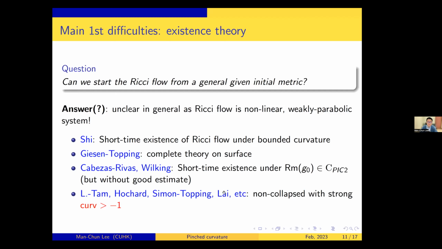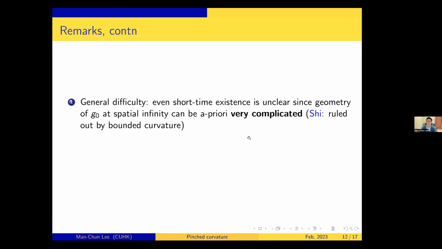So, let me point out the essential difficulties. As I said, there are actually lots of essential difficulties, but the first obstacle is the short time existence theory, because we only impose a curvature condition. A priori speaking, the spatial infinity can be really complicated.